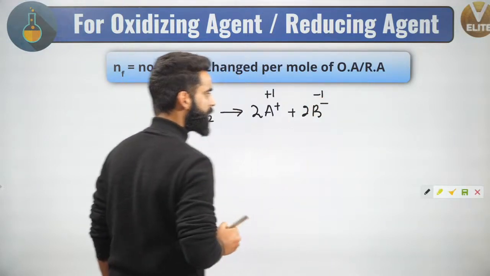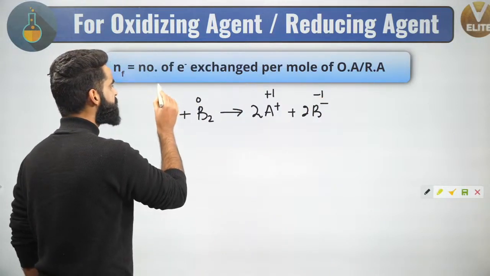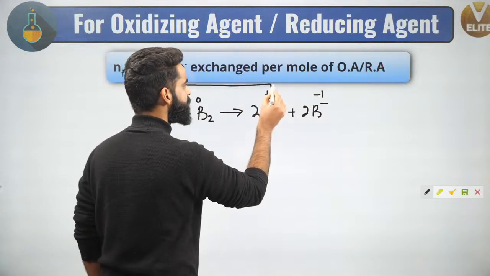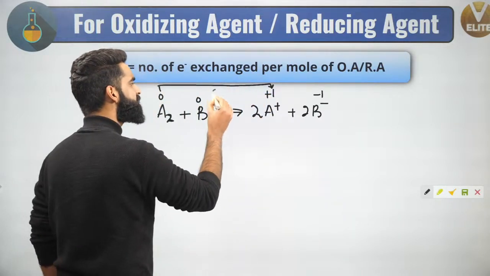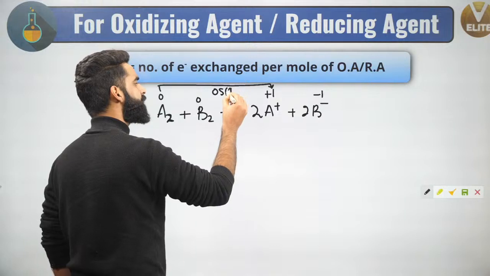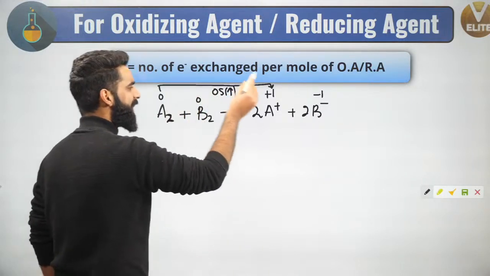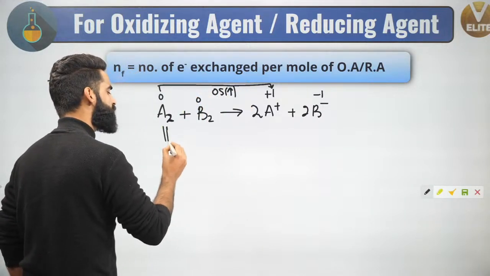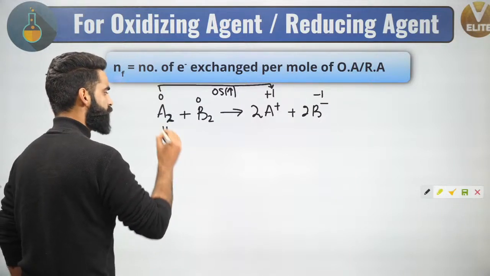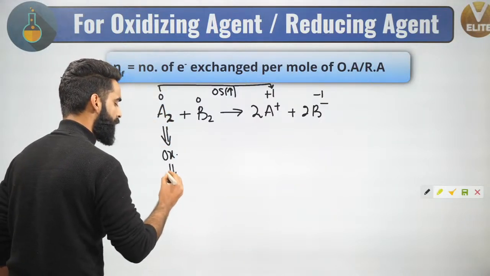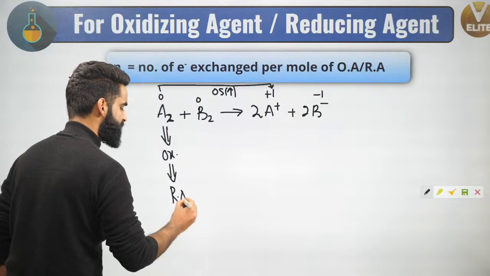I will simply say -1. Yes. Can I say the oxidation state of A is changing from 0 to +1? Absolutely. Is the oxidation state of A right here getting increased or decreased? Oxidation state of this A right here is increasing. Increase in the oxidation state is what we call as oxidation. So this A2 right here is undergoing oxidation. So it will be acting as a reducing agent.